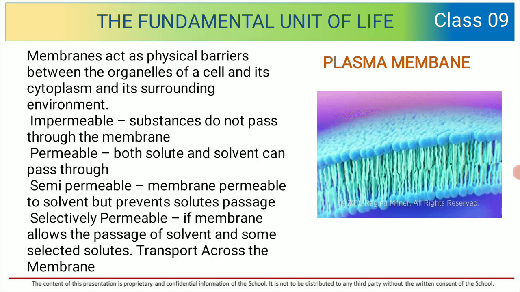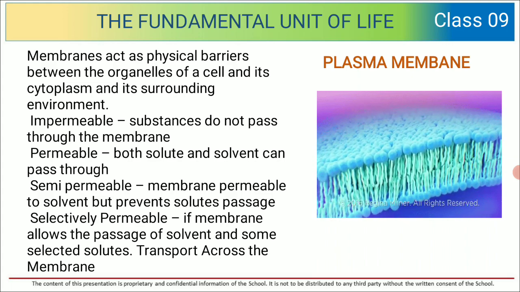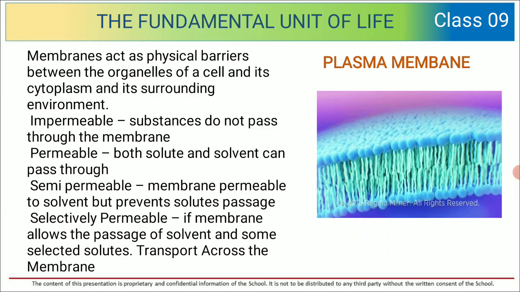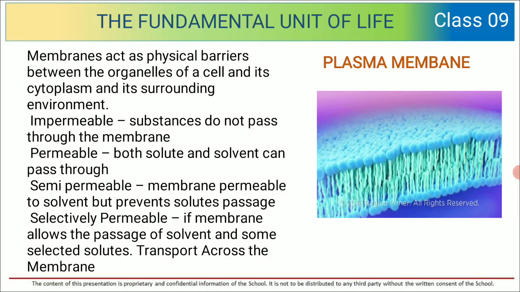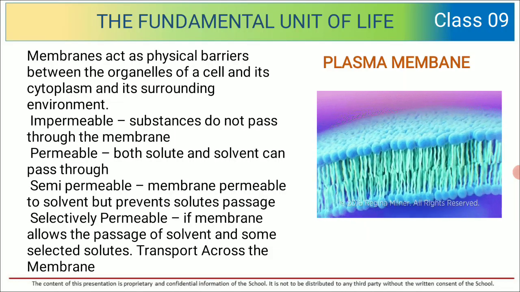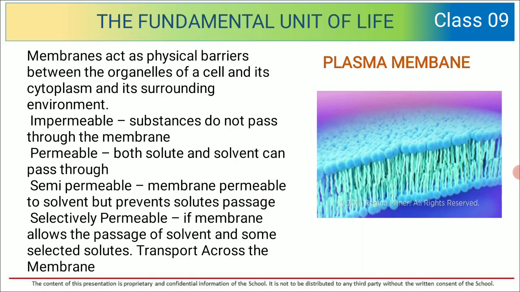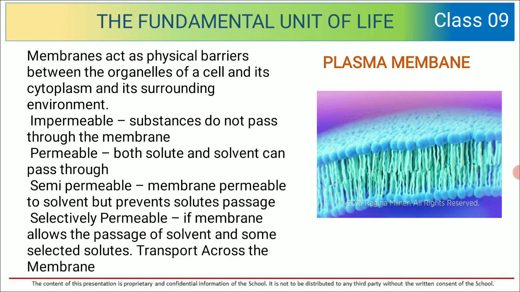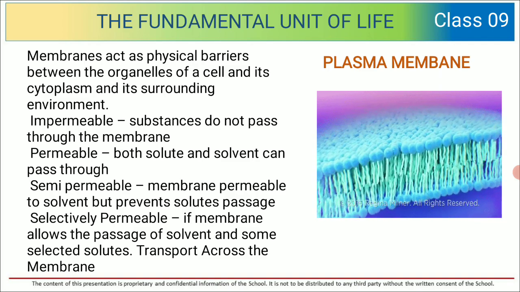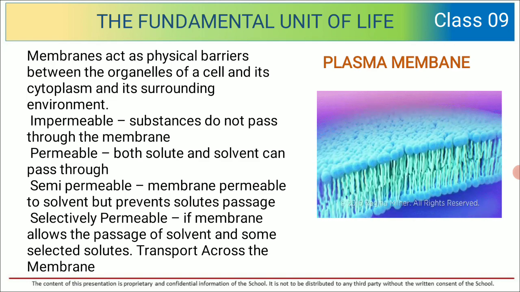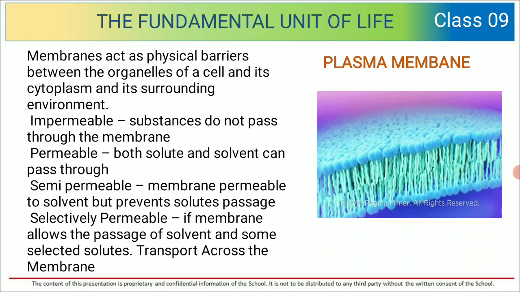Membranes act as physical barriers between organelles of the cell and its cytoplasm and its surrounding environment. Let's see the meaning of a few words that you will come across in this lesson. Impermeable: substances that do not pass through the membrane. Permeable: both solute and solvent can pass through. Semi-permeable: membrane permeable to solvent but prevents solutes. Selectively permeable: the membrane allows the passage of solvent and some selected solutes. So this was about the plasma membrane.